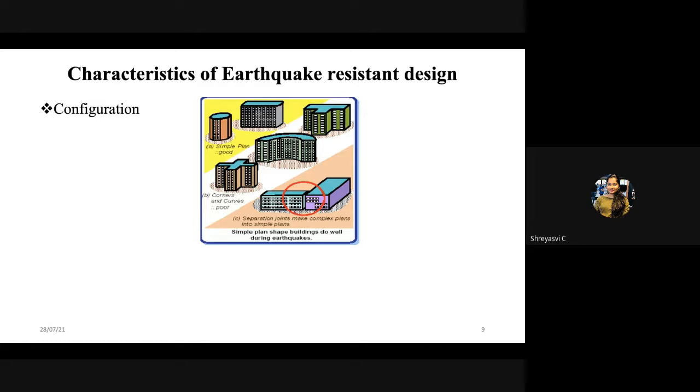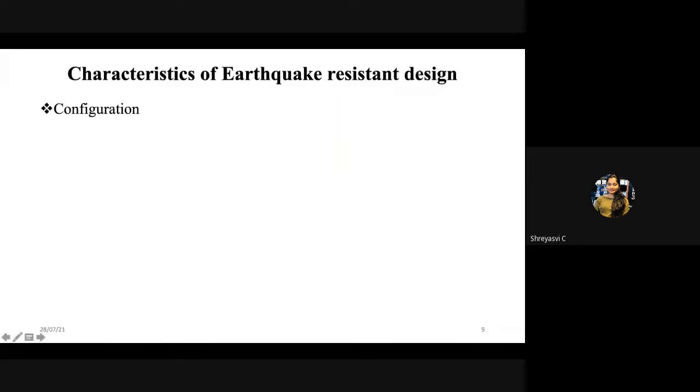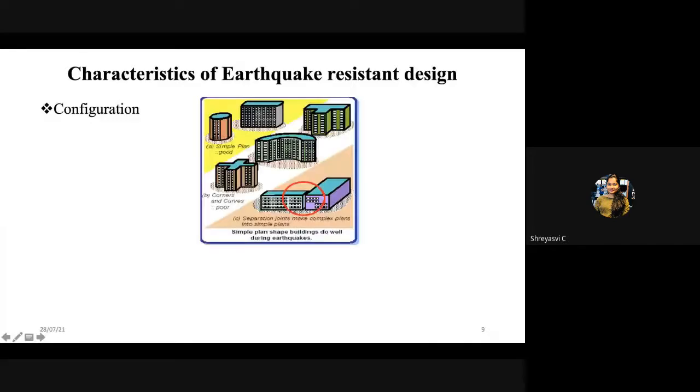So what I'm trying to say here is, as long as the plan of the building is very simple, like you can see in this case, the top one, which is just a rectangle. These are all very simple shapes, and they do not attract concentration of forces, and the load transfer mechanism is relatively easy. So you don't see much damage if the configuration is very simple.